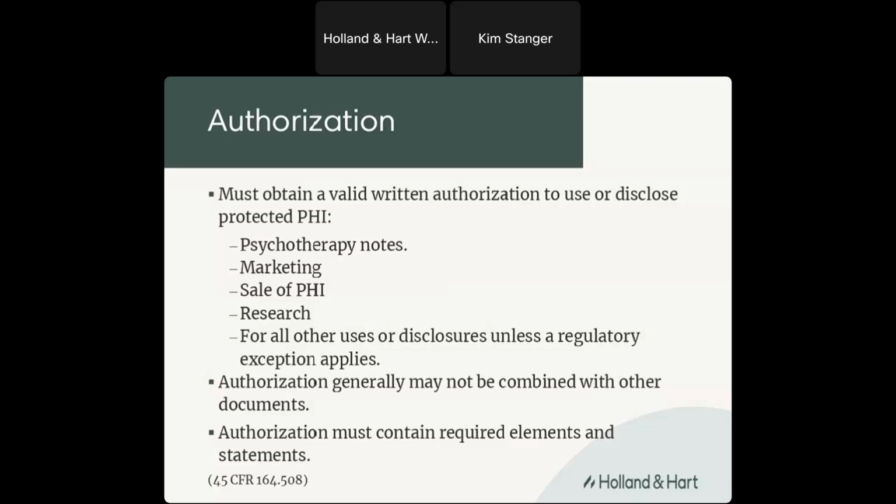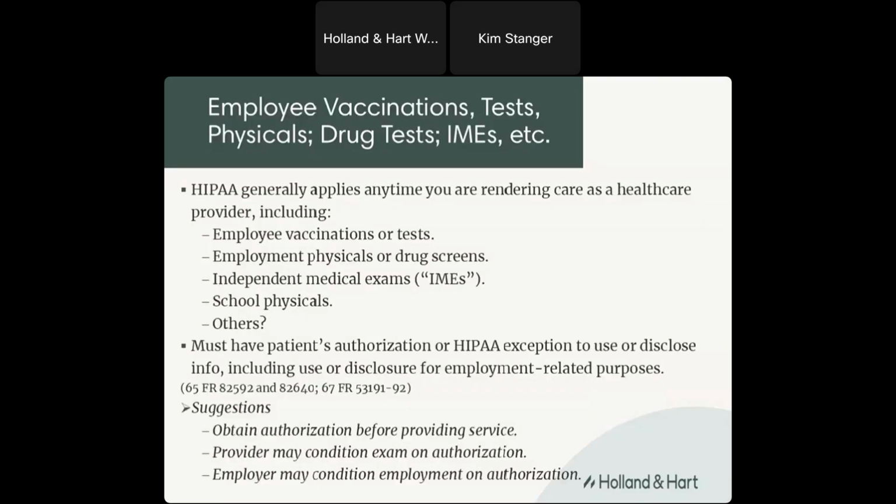Now, you generally have to have a valid written authorization for certain uses. Remember, unless an exception applies, you generally need the authorization, even if it might otherwise fall within an exception. HIPAA requires a valid written authorization for use or disclosure of protected health information for psychotherapy notes, for certain marketing purposes, if you want to sell the PHI, for certain research purposes, or for any other uses or disclosures you want to make, unless you've got a regulatory exception that applies.